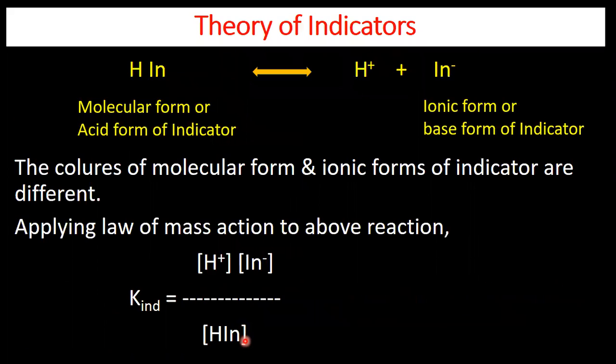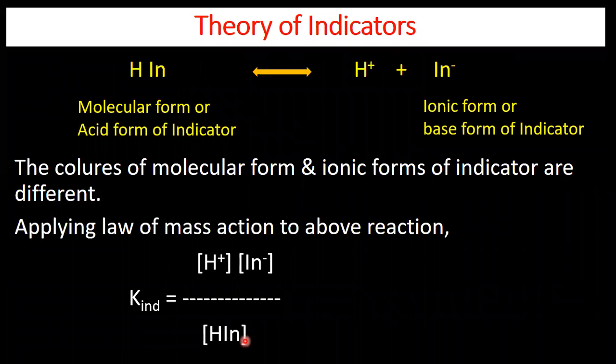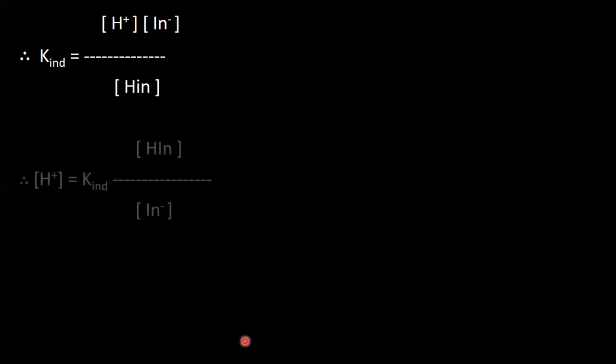So this is the theory of indicator constant. The molecular form is in equilibrium with its ionic form and hydrogen ion concentration. These two different forms have different colors. Applying the law of mass action to the above equation, we get K indicator constant is equal to H plus into IN minus upon the molecular form of the indicator, right?